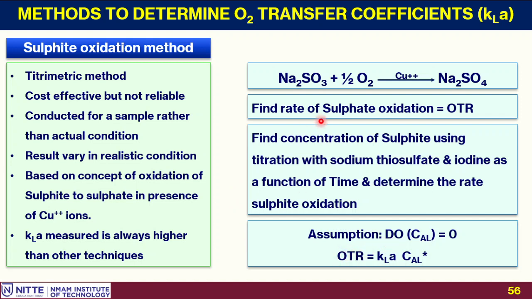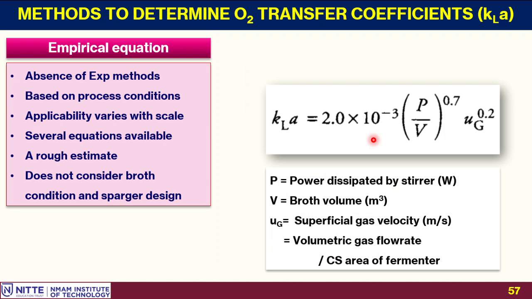The oxygen transfer rate that you calculate here will be equal to KLA into CA star. CA is equal to 0, we will assume this. CA star is from the data book, and KLA you can measure. This OTR you obtain from the difference in sulfite concentration between two time intervals and equate it with how much oxygen is consumed per volume of the reactor. So this is the third method. These are all experimental methods.